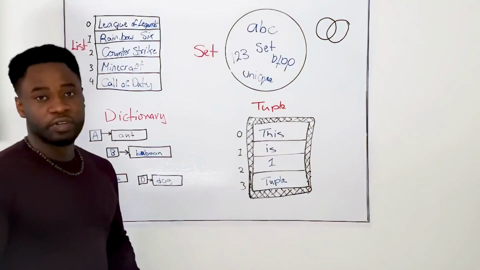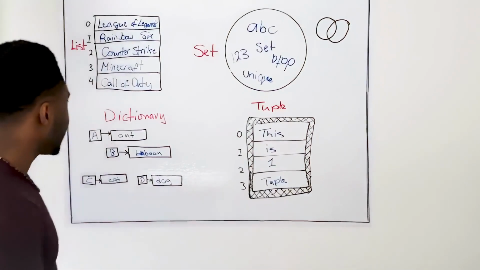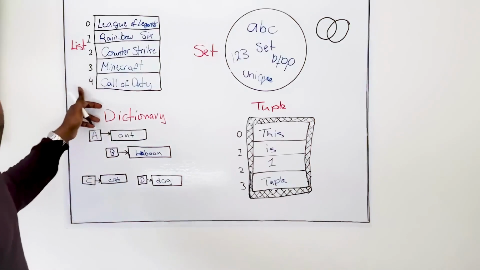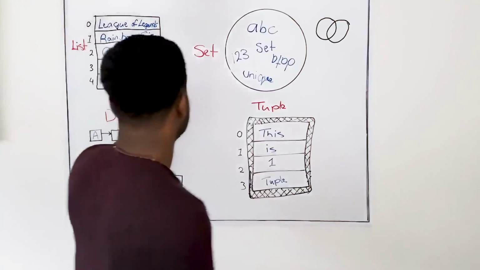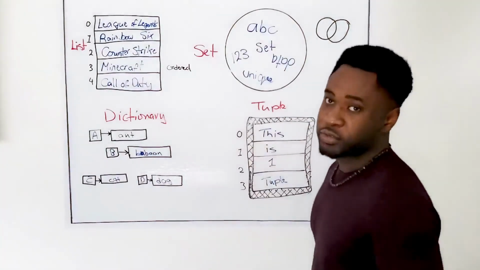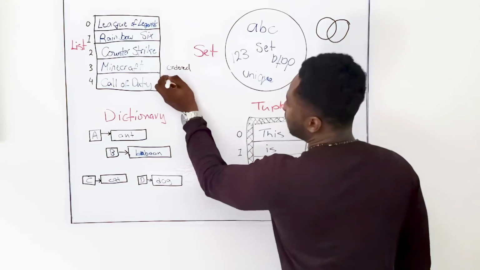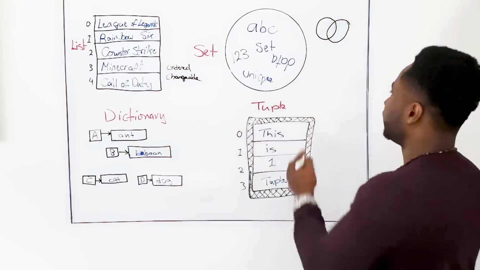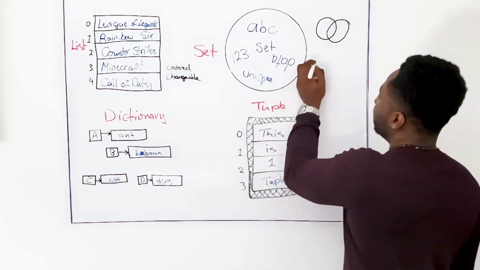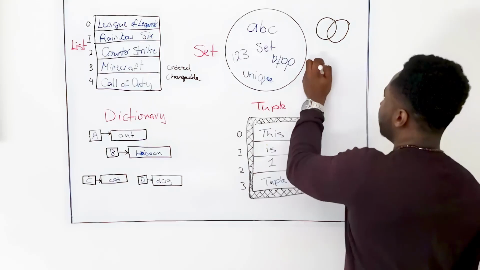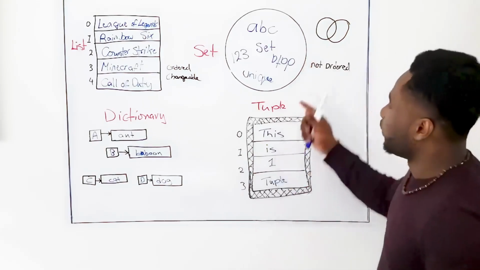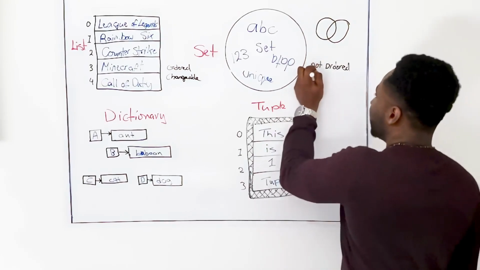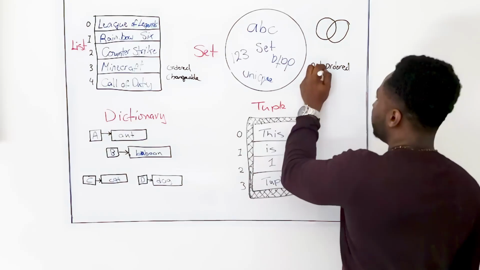But I'm just going to go over them one more time. So, like I mentioned with the list, everything here is ordered. And also, we can add more items, so it's changeable. And with a set, everything here is not ordered, or unordered. And also one thing that you should note here is that you can't have duplicates, so everything here is unique.